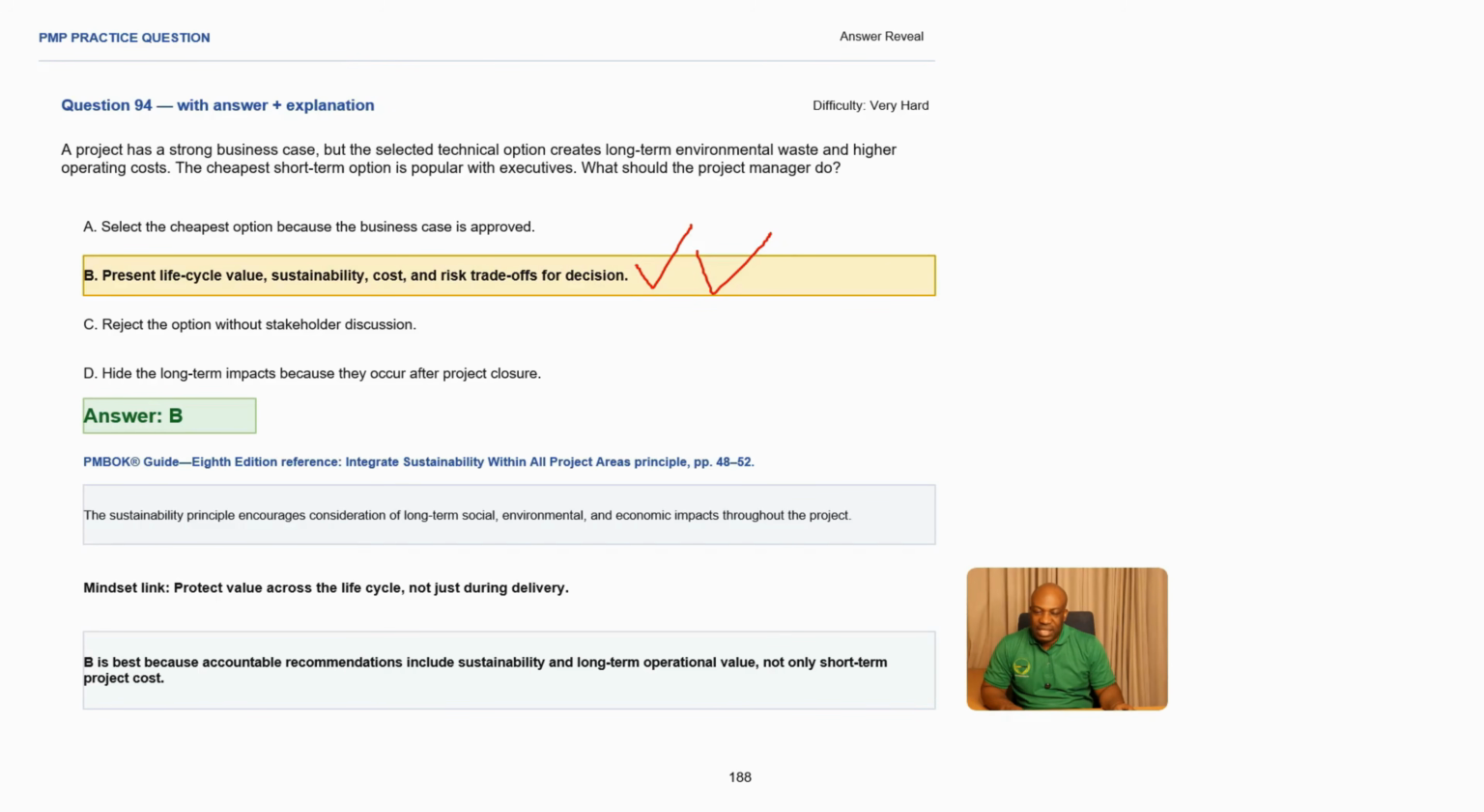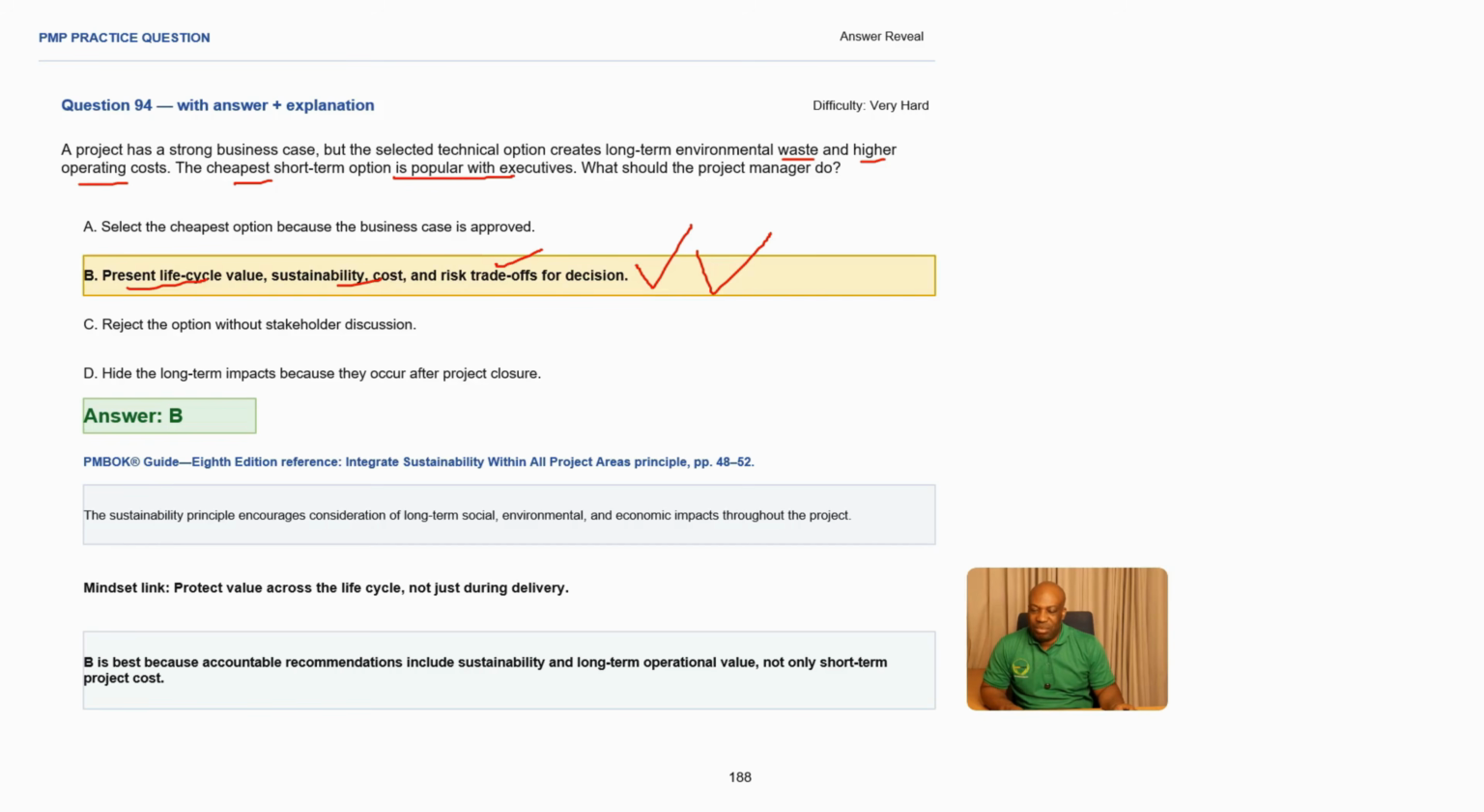So even if the executives are popular with the cheapest one, you still need to present life cycle value, sustainability, cost, and also risk trade-off. Because remember, this one has got a higher cost, also operating cost, and it's also having environmental waste.